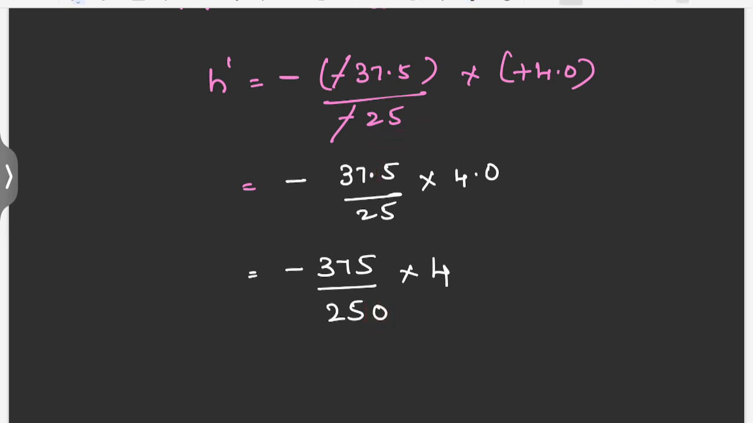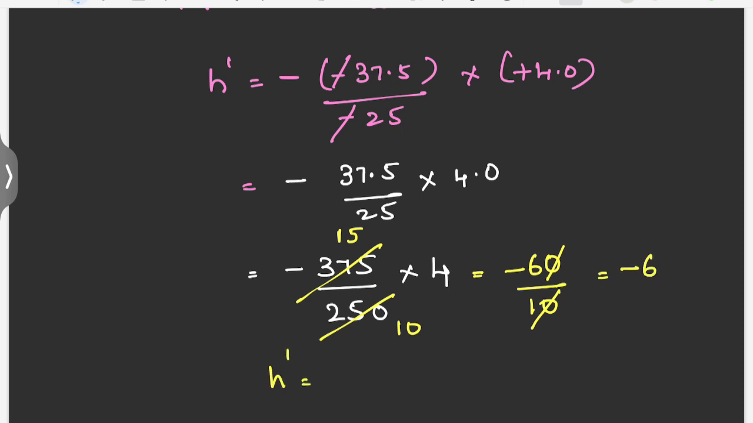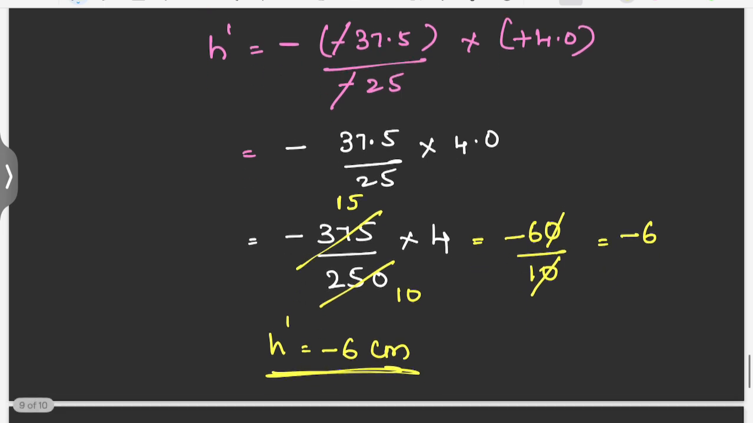So now we are going to cancel this. Here 25 tens are 250 you will get. And then here 25 ones are 25 and then 25 fives are 125. So in 250, if you cancel, 15 times it will go. So this is equal to minus 15 fours are 60 divided by 10. So 10 and 10 will get cancelled, which is equal to minus 6. So you will be getting here h dash is equal to minus 6 centimeter as the answer. So h dash is nothing but the height of the image.